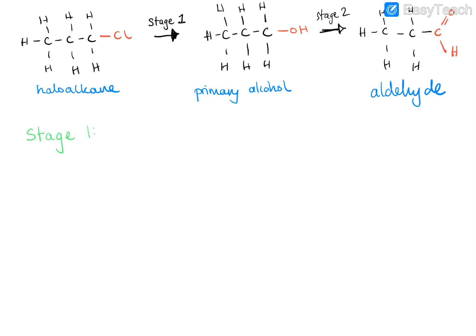are required. So for stage 1, to get from a haloalkane to a primary alcohol, you should know that the reagents are just NaOH, and that should be aqueous. And the conditions are that it should be done under reflux. Okay, and then in stage 2, to get from a primary alcohol to an aldehyde, we've done this.